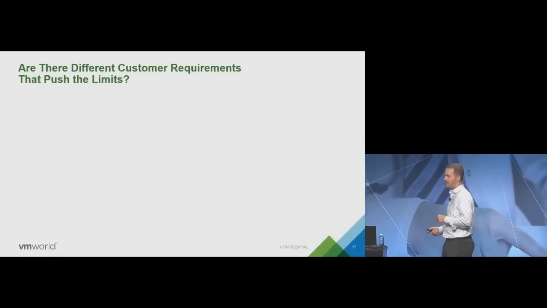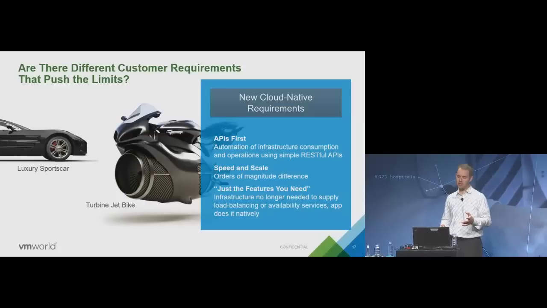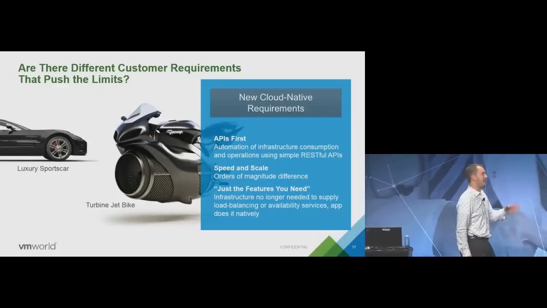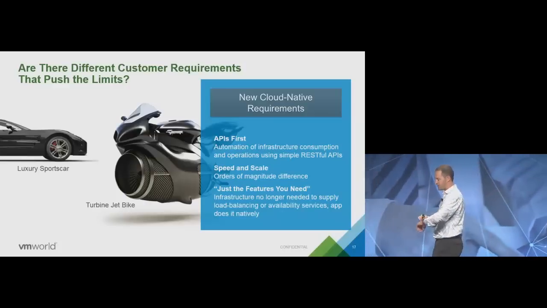Now the other side to this, and I'm particularly excited about this slide because it took me forever to find the Turbine Jet Bike. But these actually do exist. They actually have wheels, though. They don't just fly around because I think that would be a dangerous scenario.